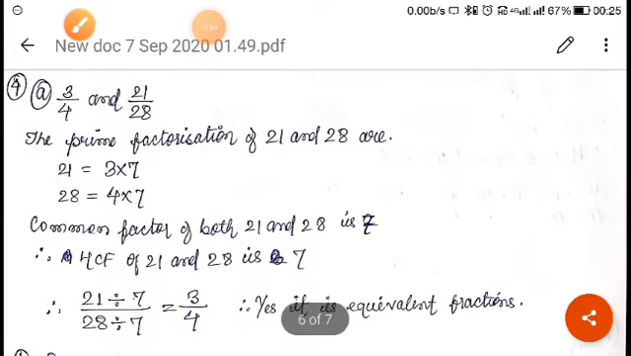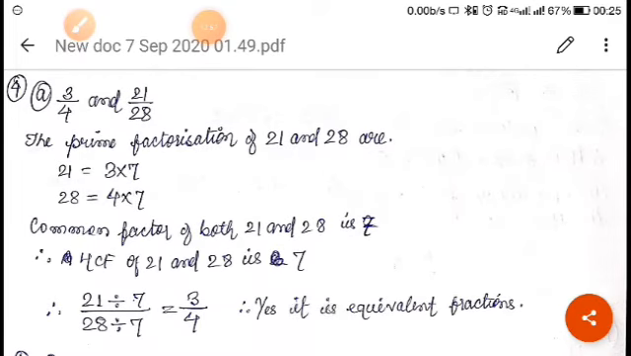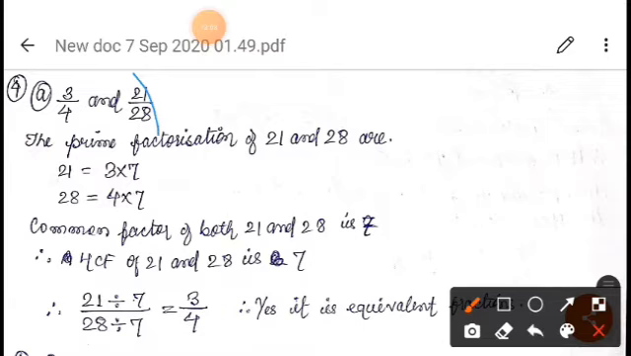Now next, again, are the following fractions equivalent and why? So again what we will do is find the simplest form of the one on the right side, okay? When we find its simplest form and it comes out equal, then they are equivalent, right? As you can see, I have found the prime factorization of 21 and 28. 3 into 7 is 21, 4 into 7 is 28, okay? So the common factor will be 7, which is the HCF.